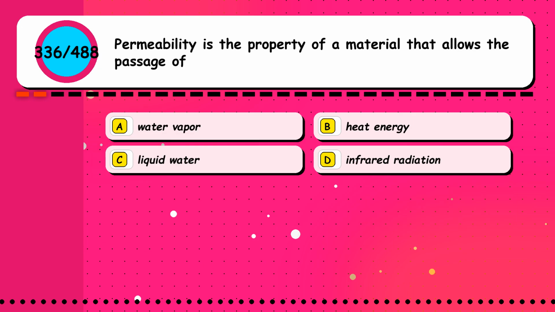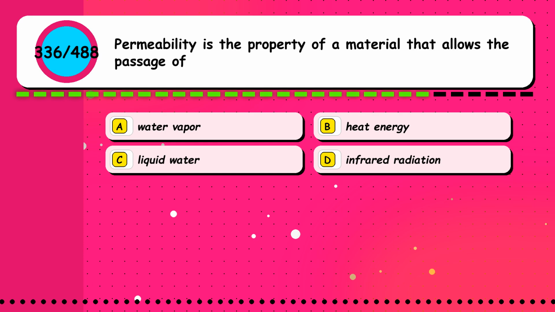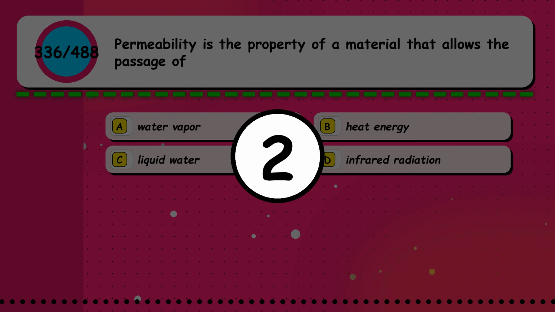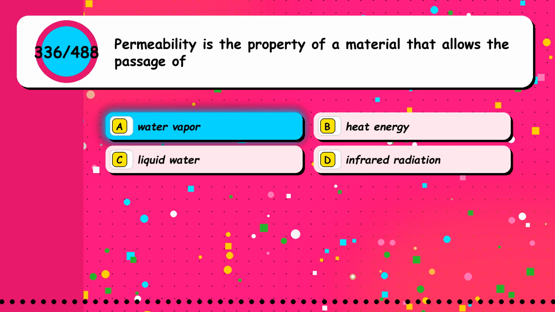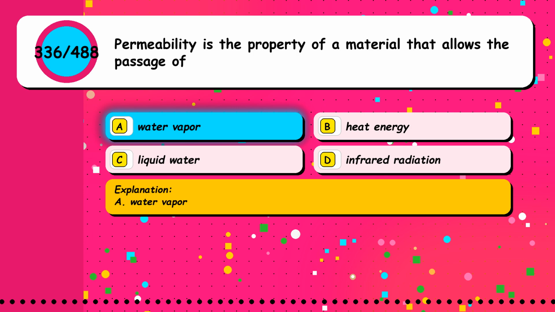Question 336. Permeability is the property of a material that allows the passage of: Option A. Water vapor. Option B. Heat energy. Option C. Liquid water. Option D. Infrared radiation. The correct answer is option A. Water vapor.